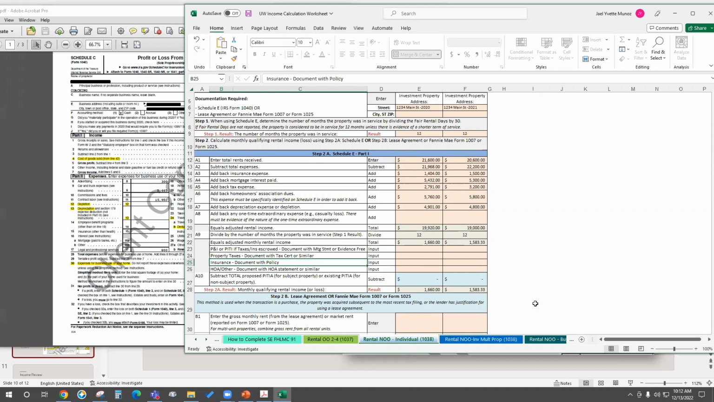Perfect. Does anybody else have any more questions? Normally this class is a little bit shorter just because it's easier to just show you the income calculations. But if anybody doesn't have any more questions, I can give you guys a minute. Don't be shy.